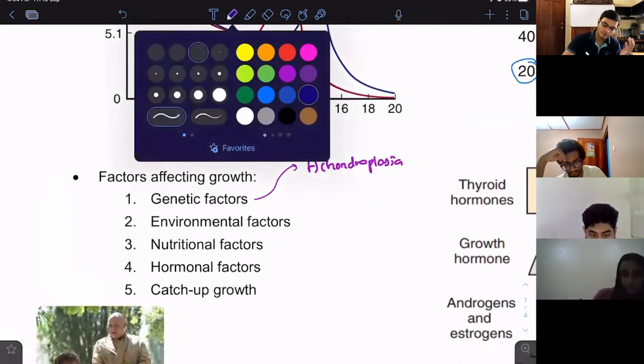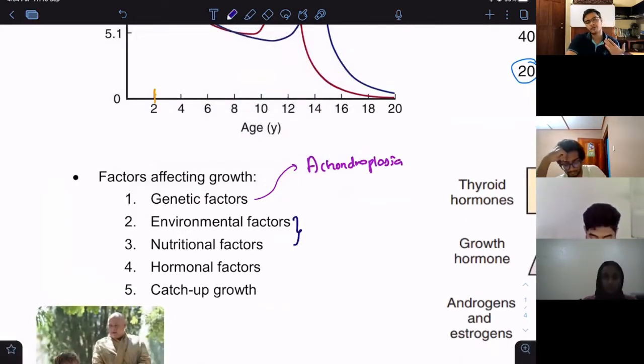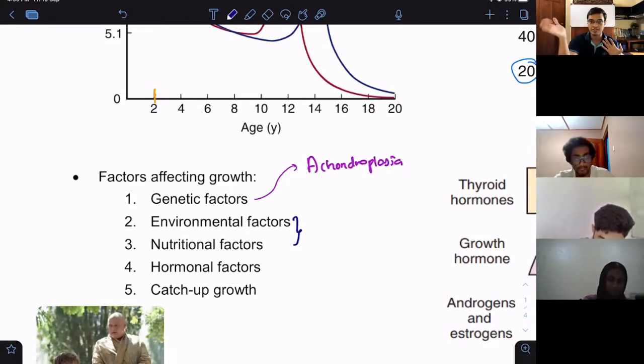These ones are obvious, guys. Environmental and nutrition you all can obviously understand. We need certain things, especially iron, zinc, phosphorus. Then if you take vitamins, vitamin D and A, these are essential for growth. You all must have heard of protein energy malnutrition disorders, kwashiorkor, marasmus. So nutrition is very important.